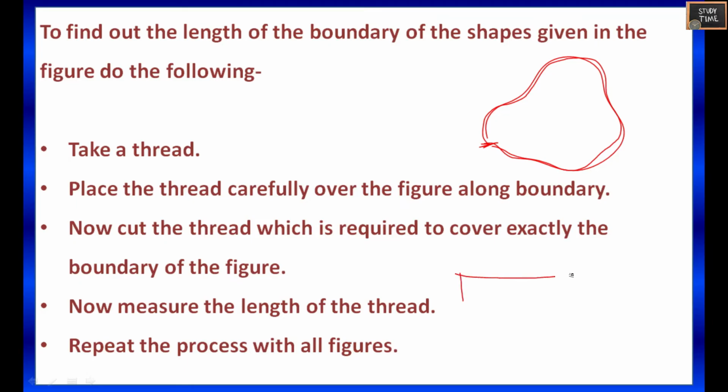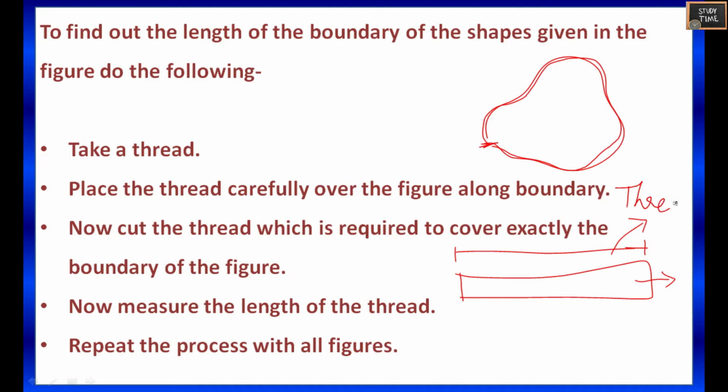Next, keep the thread on the scale and measure the length of the thread. So that is the length of the boundary of the shape. So this is you have to keep the thread. So this is thread. This is a scale. Suppose if the thread is here, it shows 10 centimeter, then the length of the boundary is 10 centimeter. So you have to measure likewise.